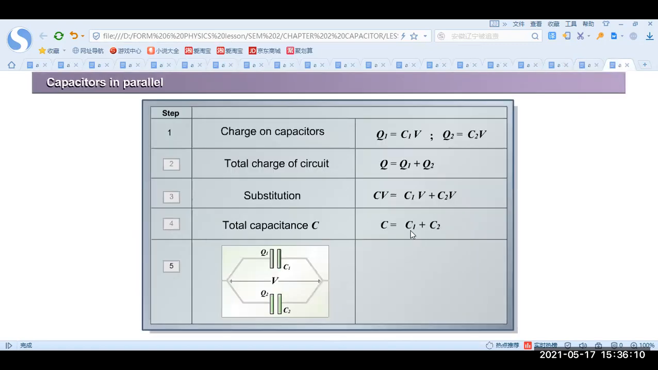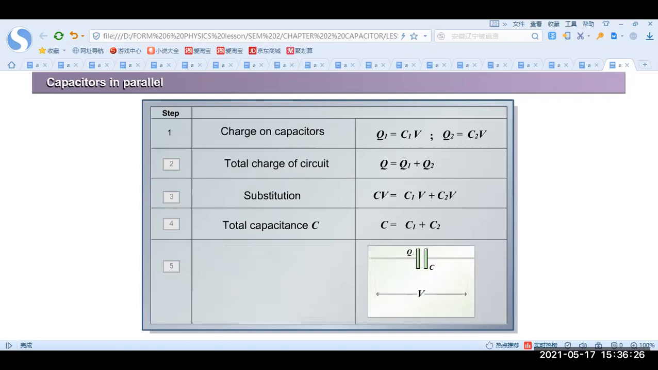So total capacitance will be equal to C1 plus C2 if arranged in parallel. As the conclusion, the V is still equal. So the C total is C1 plus C2. If we replace it, we call that the effective capacitance, so total capacitance. Next.